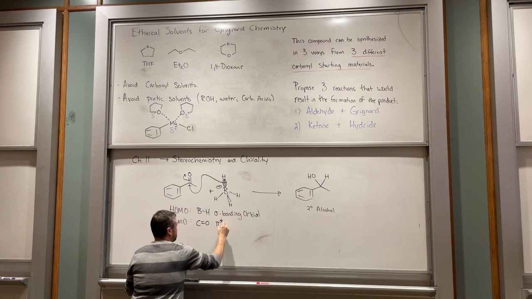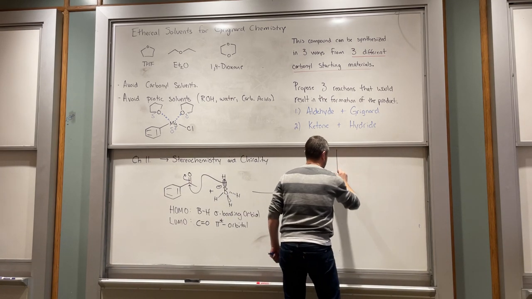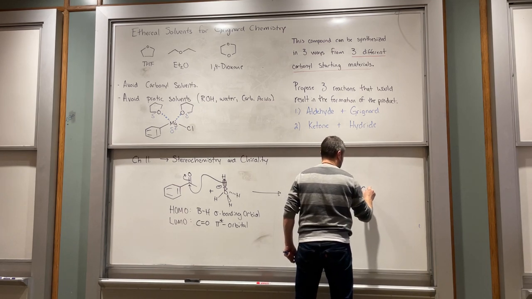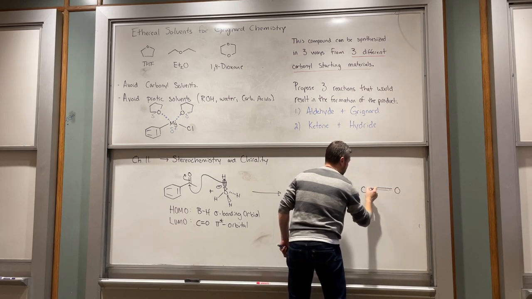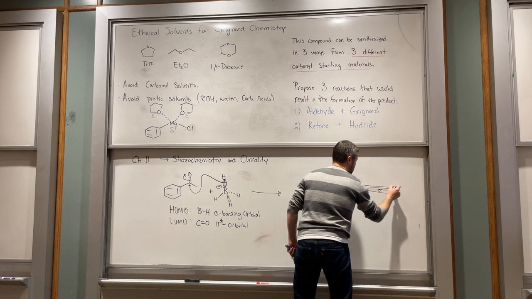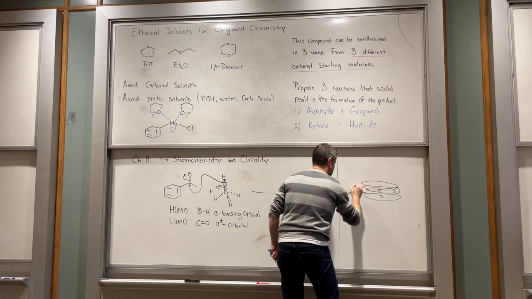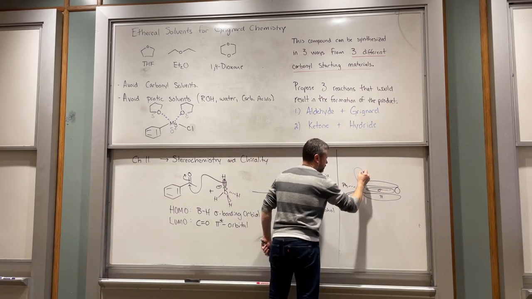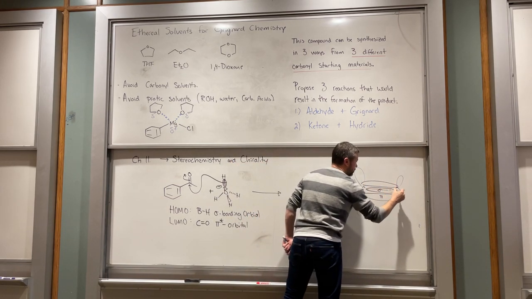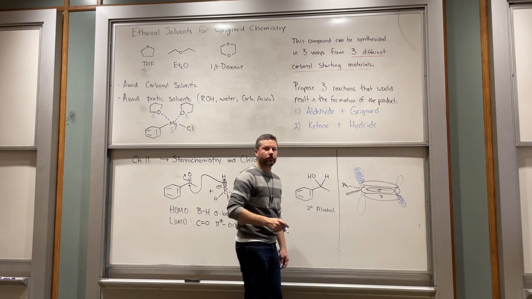The anti-bonding orbital. What that looks like: we have our sigma bond between the carbon and the oxygen, we have our pi bond between the carbon and the oxygen, and then the pi star orbital kind of looks like the original p orbitals that had to overlap to form the pi bond.